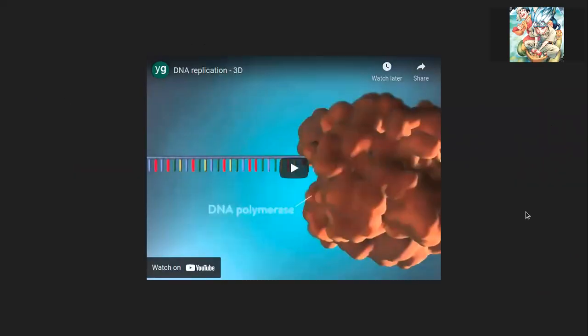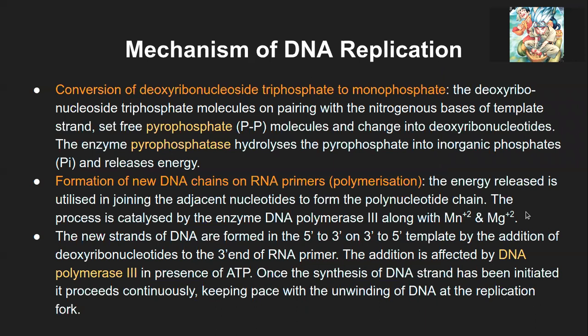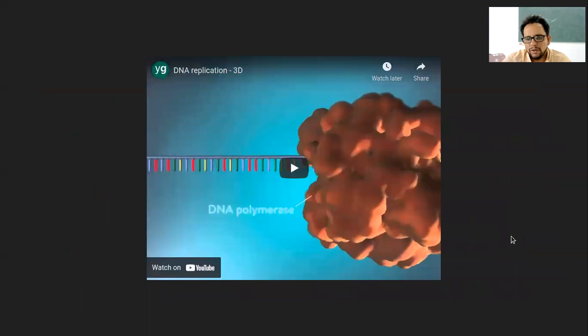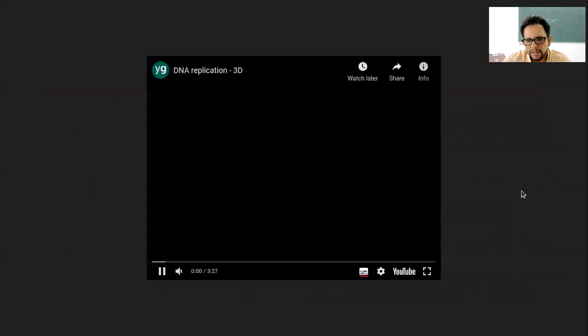Yes. Deoxyribonucleoside triphosphate, it's the same as the normal structure, but two extra phosphates are attached to the sugar. Correct. Okay. You are asking about this triphosphate, right? Yes, sir. Correct.